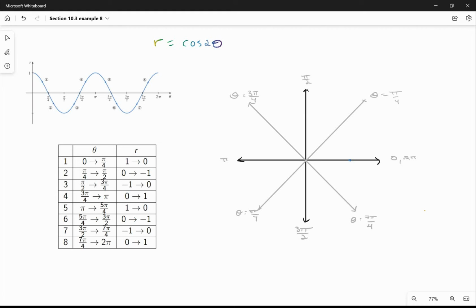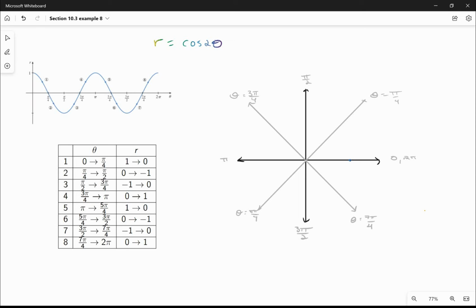So we have labeled 1 to 8, and we have written here, to help guide ourselves through the sketch, these angle measures: 0, pi over 4, pi over 2, 3 pi over 4, pi, etc., right? For this example, we're going to have to be careful about the fact that r is negative for a lot of these parts of the curve.